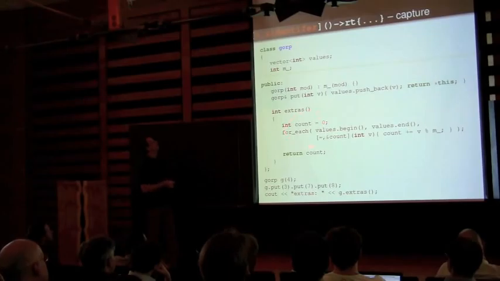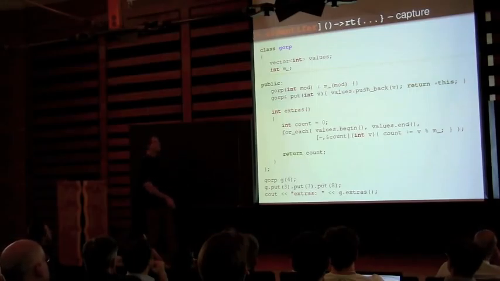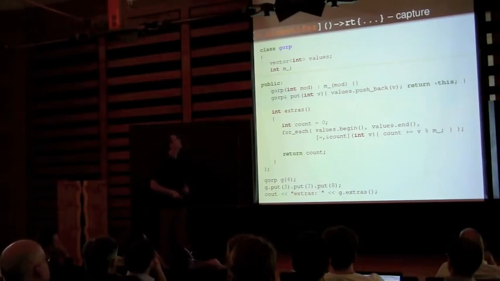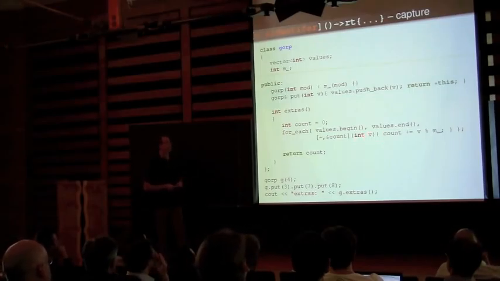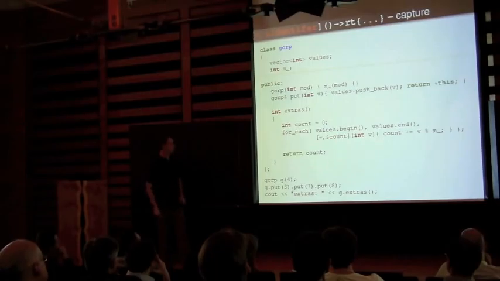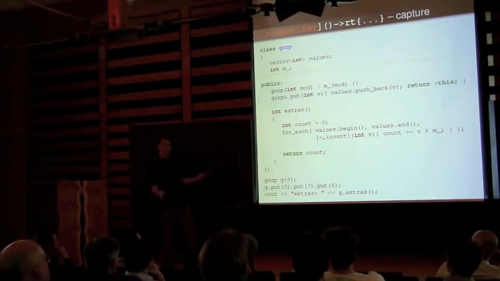So here we're capturing by value as the default, all by value, but count we're capturing by reference. GORP within it has this vector of ints called values. It has m underscore, which is the modulus value. As we call put, we simply push back the new values, and extras then uses a for each, taking the value that's inside the vector, doing the modulus division of that value and whatever we had captured, adding them all up, and then we return the value. So we create one of these with a modulus of 4, and we put in 3 and 7 and 8, right? And if everything works out right, we should get 6.